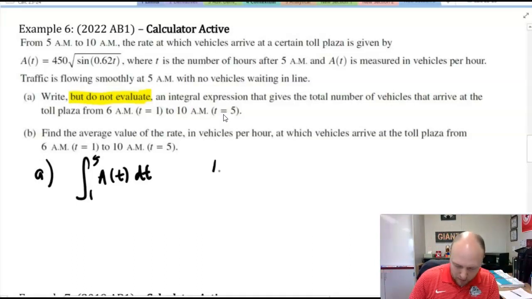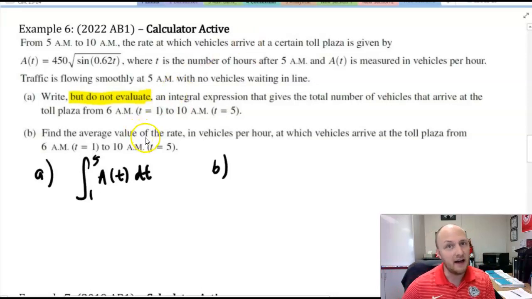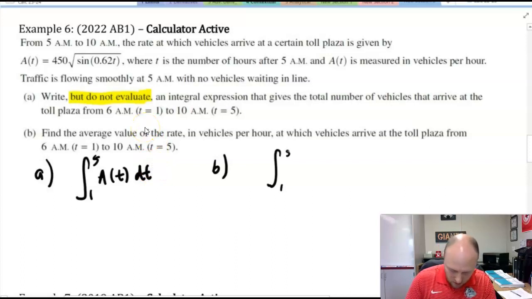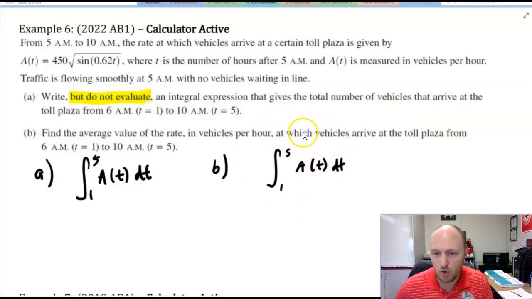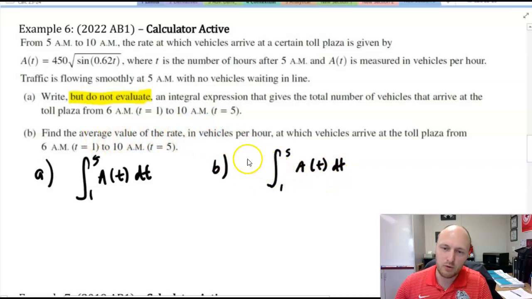That's part A. Part B, they say find the average value of the rate, in vehicles per hour, at which vehicles arrive at the toll plaza from 6 a.m. to 10 a.m. So this one's kind of a continuation of the last question. We take our total number of vehicles found by taking the rate and multiplying it times an infinitesimally small width. This would give us a total number, but this is an area. Remember, an integral is an area, and we want the average value of the rate.